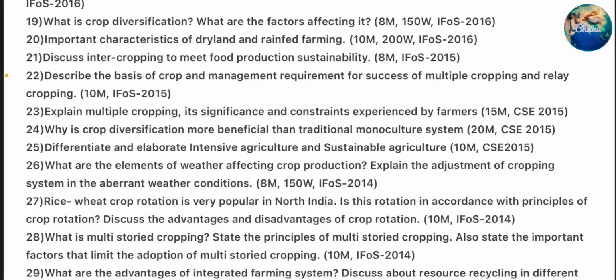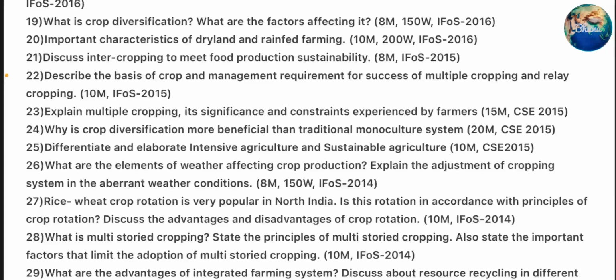Question 21. Discuss intercropping to meet food production sustainability. Question 22. Describe the basis of crop and management requirement for success of multiple cropping and relay cropping. Question 23. Explain multiple cropping, its significance and constraints experienced by farmers. Question 24. Why is crop diversification more beneficial than traditional monoculture system? Question 25. Differentiate and elaborate intensive agriculture and sustainable agriculture.